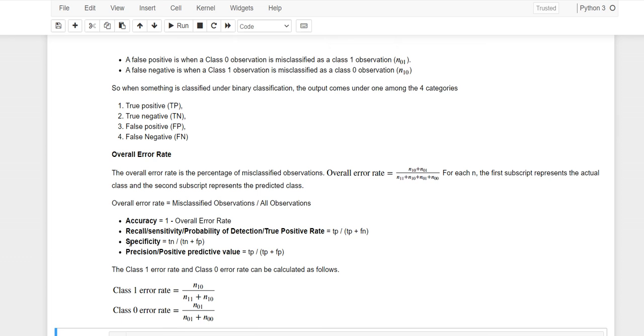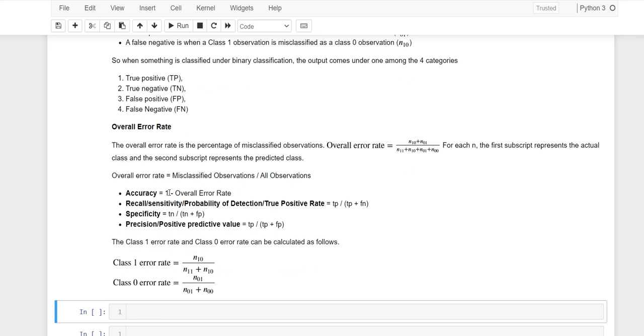The next metric I would like to talk about is your accuracy, which is 1 minus the overall error rate. What does accuracy provide you? Well, it tells you how many instances the model labeled correctly. It is a ratio of correct predictions to total predictions.